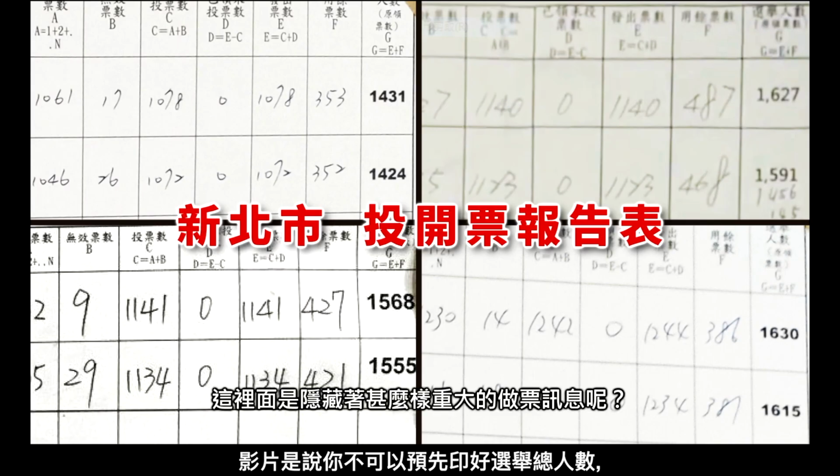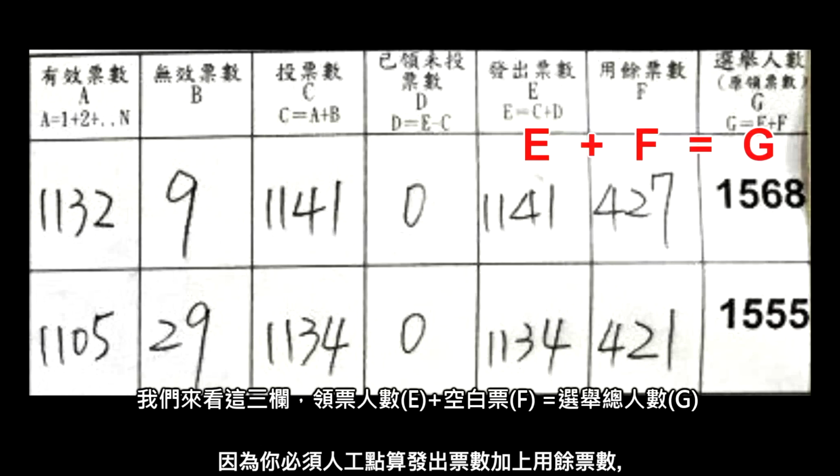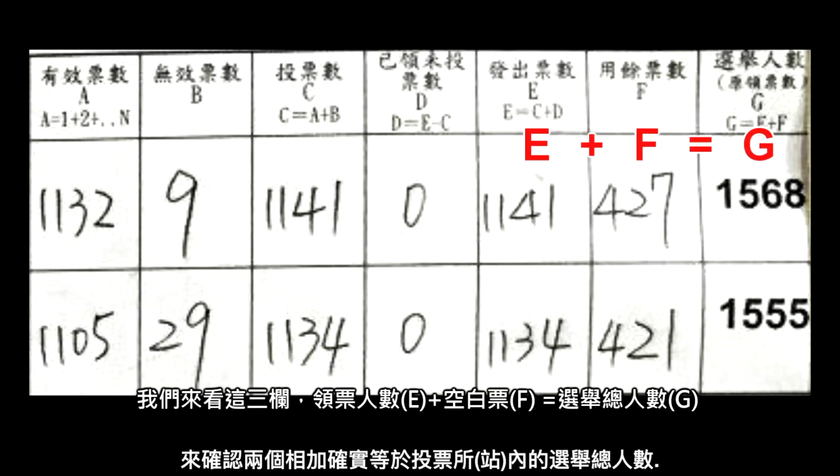However, the video was not claiming the number of voters in the voting station was unknown. The video was claiming that you can't print the column for the total number of voters because you have to manually count the number of ballots cast plus the leftover ballots to make sure it actually equals the total number of voters in the station.